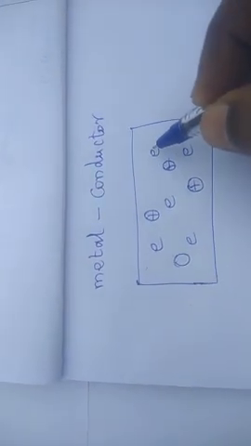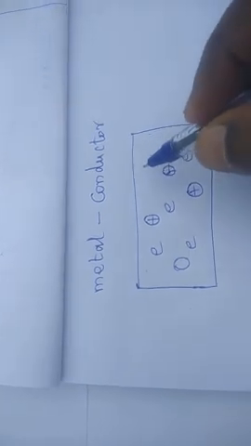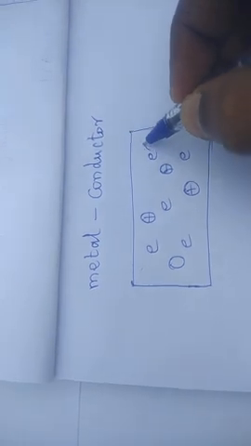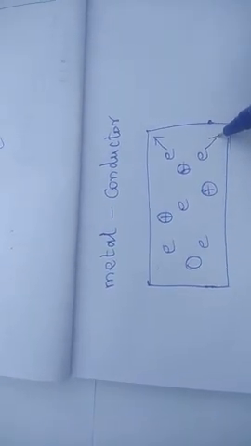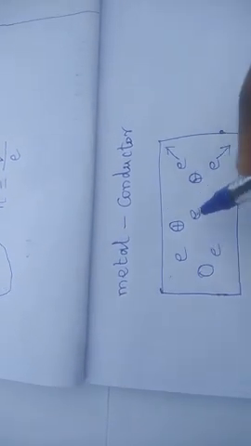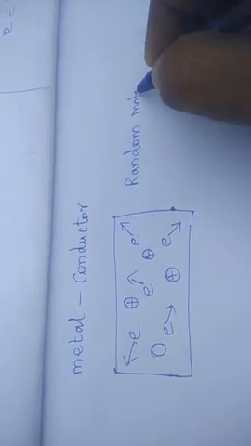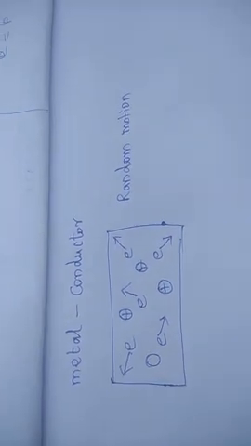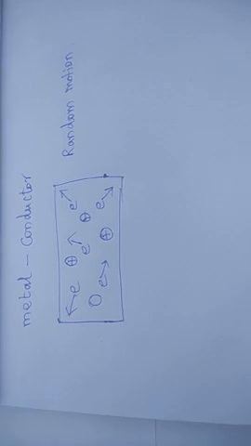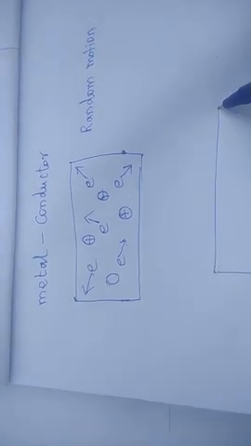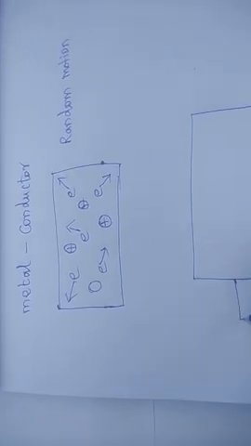So what about these electrons? The electrons inside the atom revolve around the nucleus. But when an electron comes out from the atom, it is not controlled by the electrostatic attraction of the nucleus. So it moves randomly here and there. That is, in metals, the free electrons move randomly. There is a random motion of free electrons in the metal. Then what makes a current? Only when this metal conductor is connected to the battery.